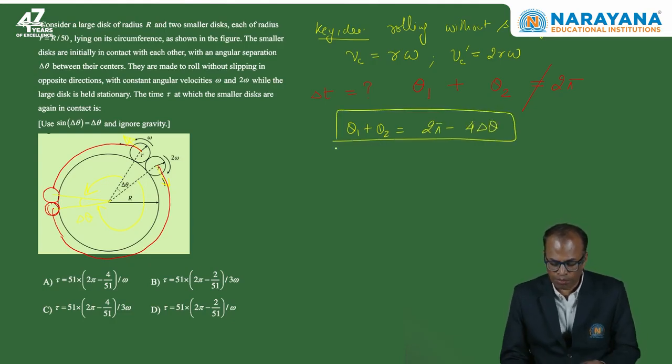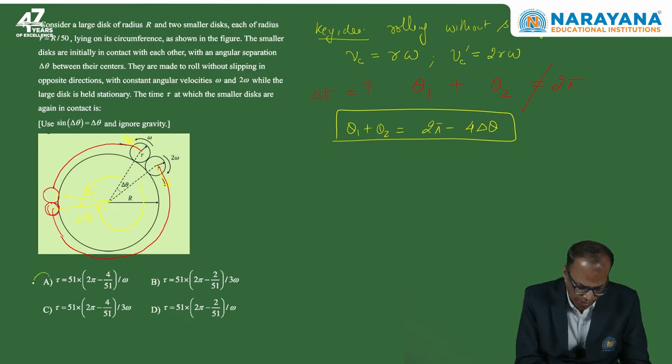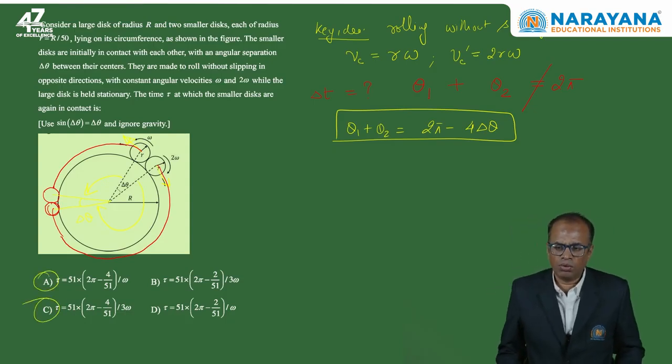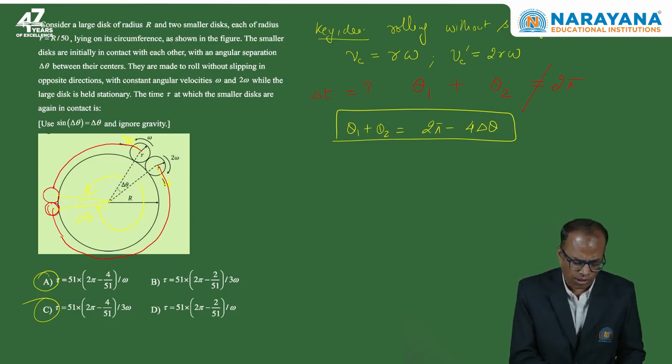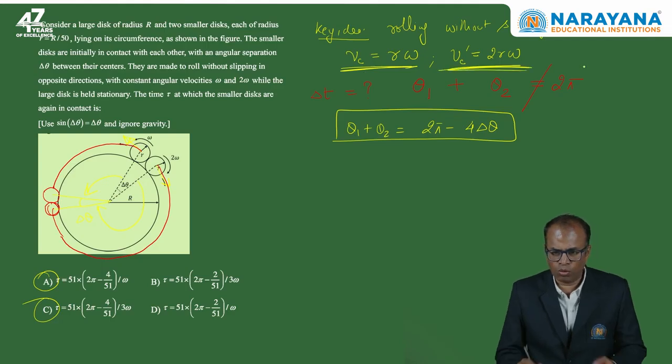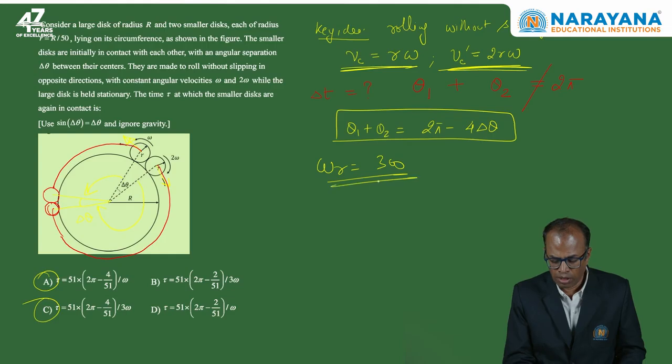So the time would be dependent on this, and as you can see the option is either A or C. Well, I could guess after this point what the answer should be, because I can see that this one is going with speed r omega, the other one is going with 2r omega, and they are going in opposite directions. So the relative speed must be 3r omega, and the relative angular velocity therefore can be written as 3 omega, and the time has to be divided by 3 omega. So the answer must be option C.